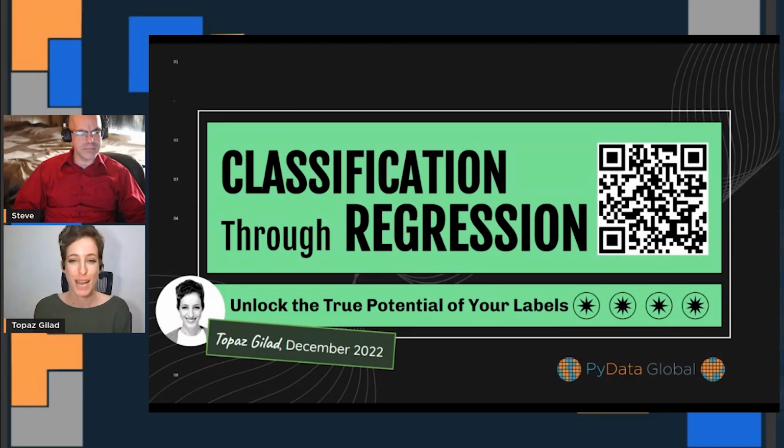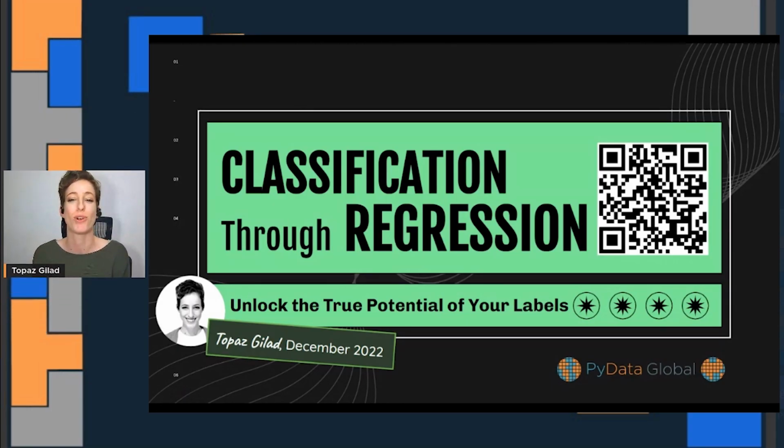Hi everyone, my name is Topaz, and today we will explore a topic that is really relevant in applied research, and that's the interrelations between our target labels in the actual real world. And this question will take us on a path from classical categorical classification all the way to regression.